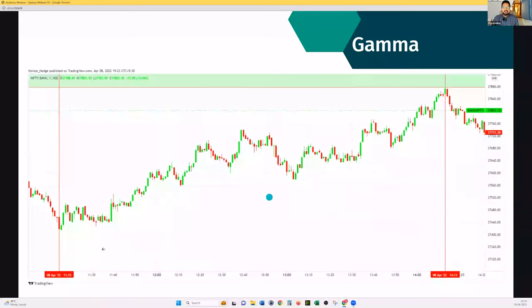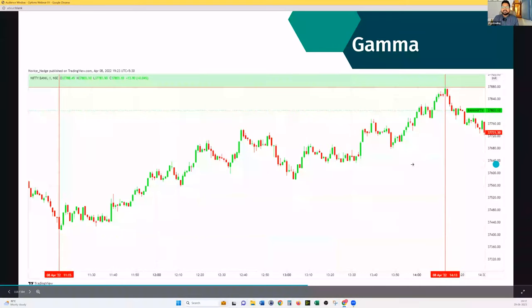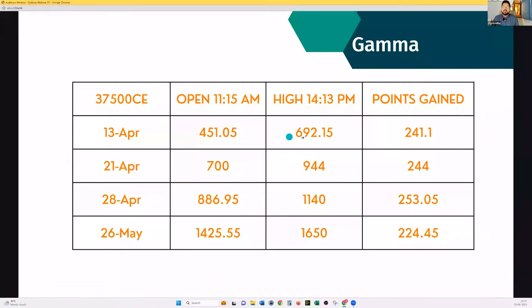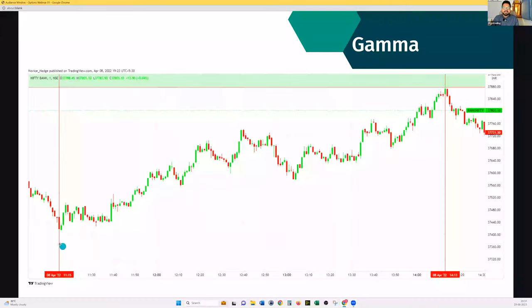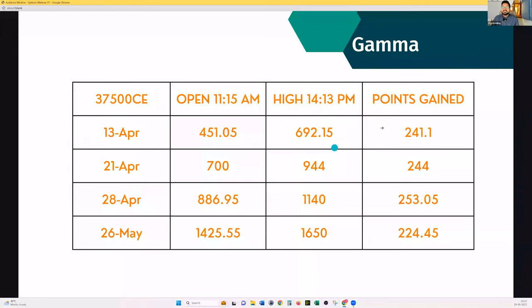In between this gap, the price has moved from 451 to 692. For 21 April, from 700 to 944. For 28th April, 886 to 1140. And on 26th May, it is 1205 to 1650. Now you guys let me know, which has made the highest point gain, whether it is 13th April expiry, 21 April expiry, 28th April expiry or 26th May expiry?